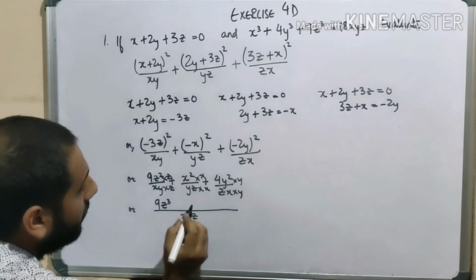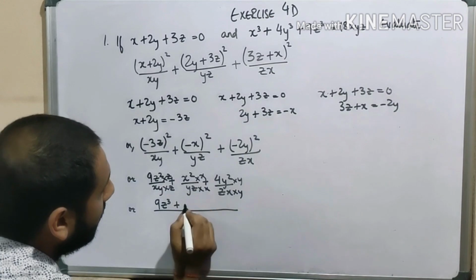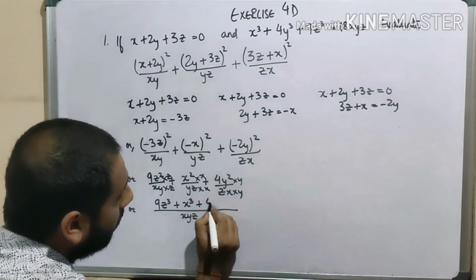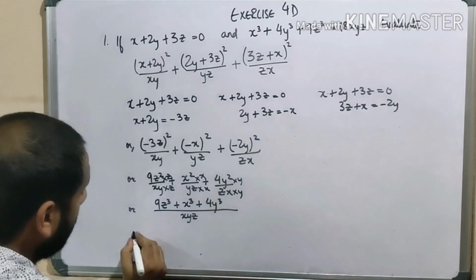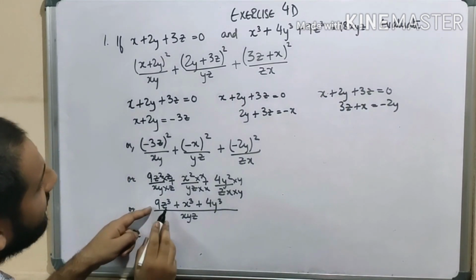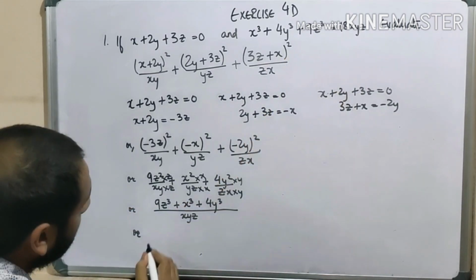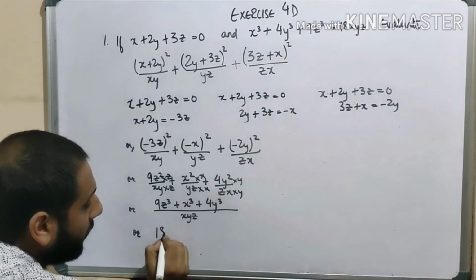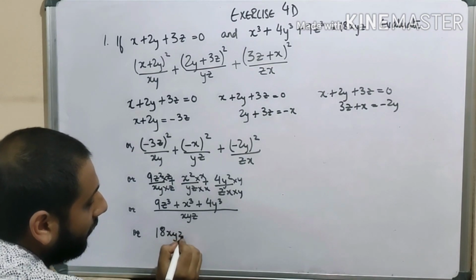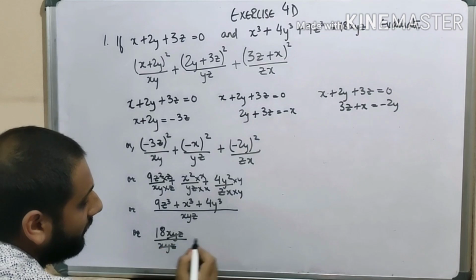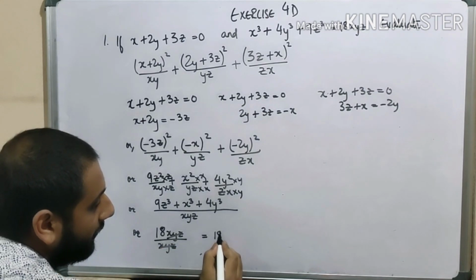So this becomes 9z cubed plus x cubed plus 4y cubed. Now see, 9z cubed plus x cubed plus 4y cubed is given to be 18xyz. So instead of this, I'll write 18xyz divided by xyz. This gets cancelled, so the answer is 18.